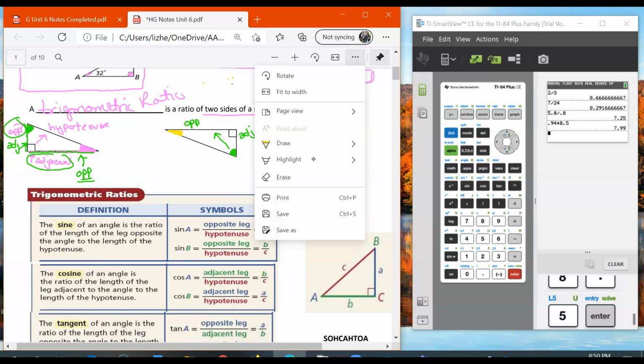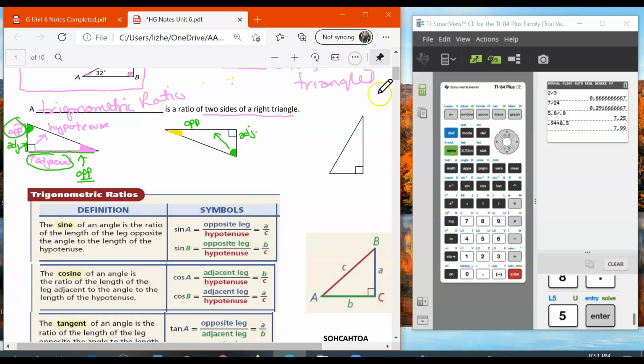All right, I'm not sure how to get rid of that. Maybe I hit that again. There you go. Okay. And if I talk about the yellow acute angle, this is the opposite side, and this is the adjacent side to the yellow angle.